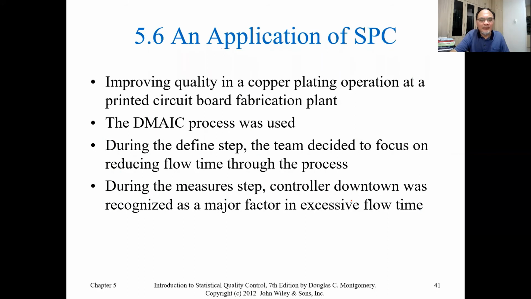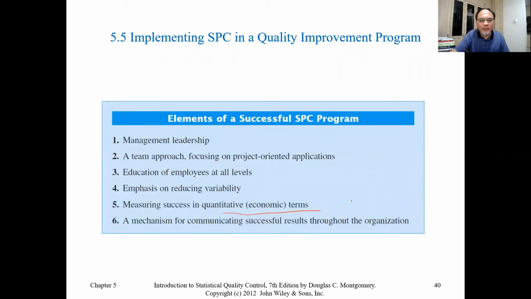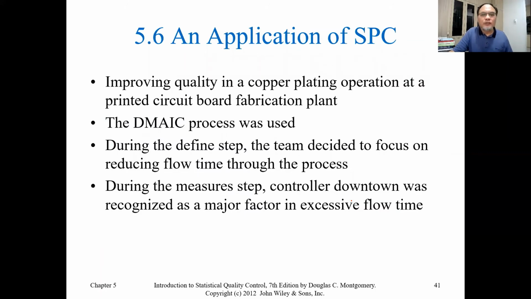And a mechanism for communicating successful results throughout the organization. So we can have a look at an application of SPC. What this is trying to improve is quality in a copper plating operation at the PCB fabrication plant. So they have used the DMAIC process. Well, DMAIC is another Six Sigma approach, but don't worry about that. It's define, measure, analyze, improve, and control.